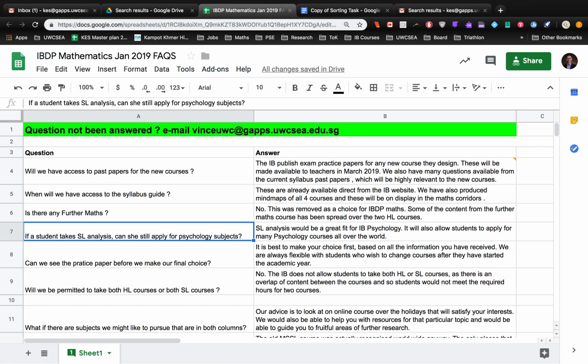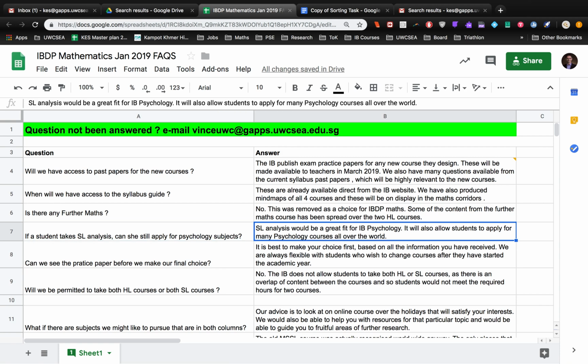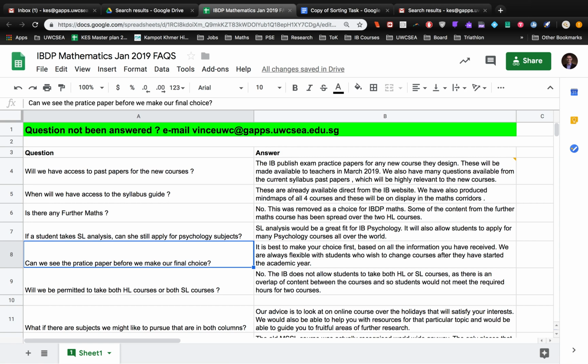If a student takes SL analysis, can she still apply for psychology subjects? I mean, as you saw in the presentation, SL analysis would be a really good fit for psychology. There's a lot of great statistical analysis and statistical tests in there which would really suit psychology students. And really, they're not going to be disadvantaged students who take this subject. SL analysis will be readily accepted throughout the world for psychology courses. Again, if you know exactly where you want to go, you could drill into that particular university and pay specific attention to the courses.